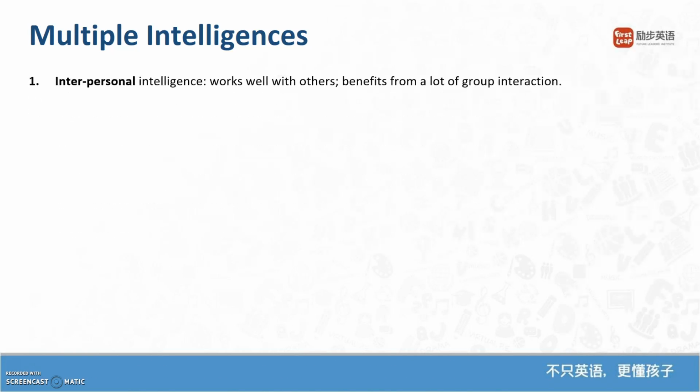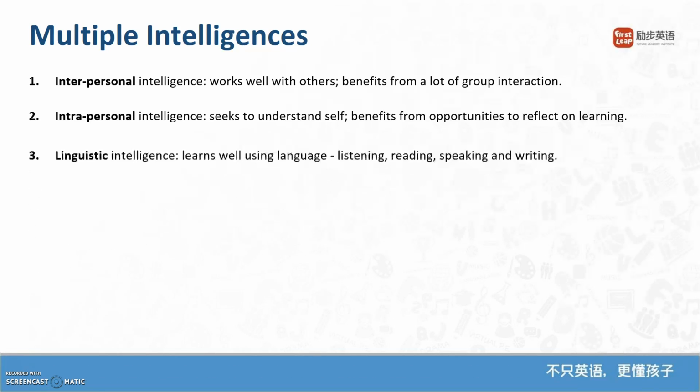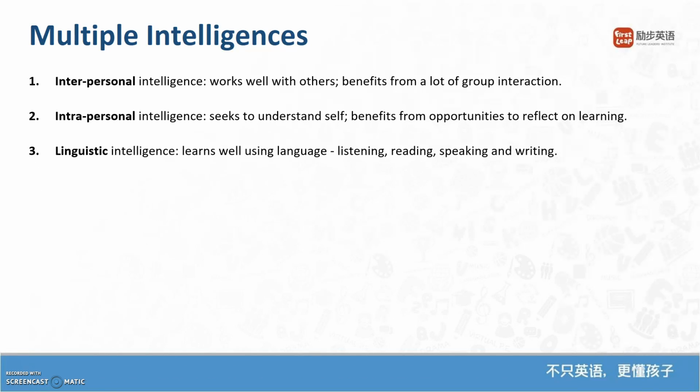The types are interpersonal. Interpersonal intelligence types work well with others. They benefit from a lot of group interaction. Intrapersonal. Intrapersonal intelligence types seek to understand self. They benefit from opportunities to reflect on learning. Linguistic. Linguistic intelligence types learn well using language, whether it be through listening to it, reading it, speaking it, or writing it.